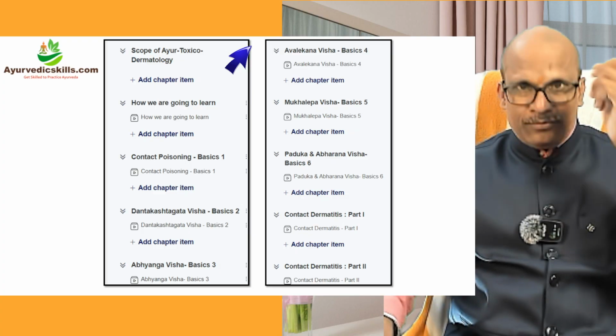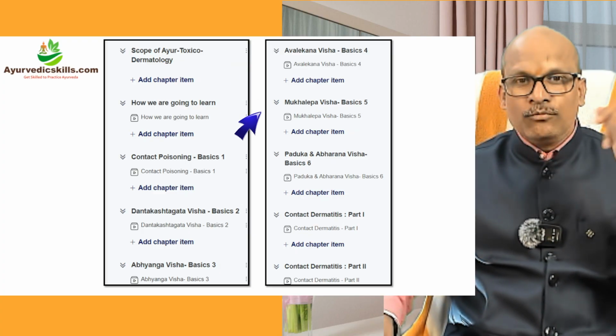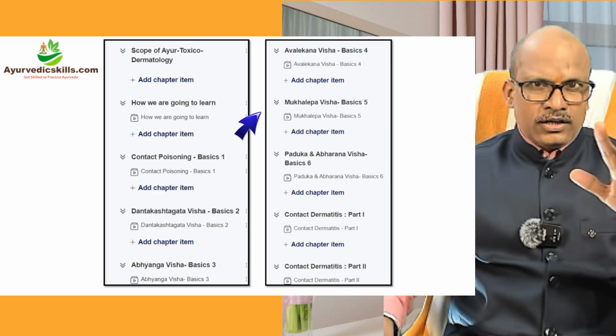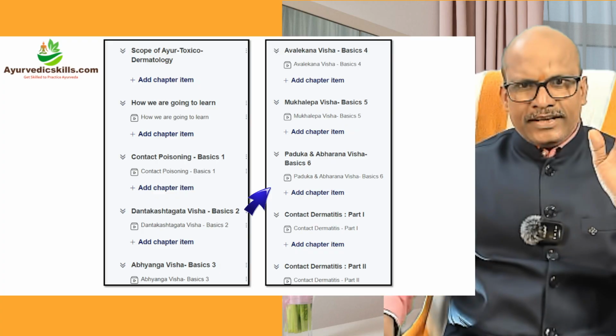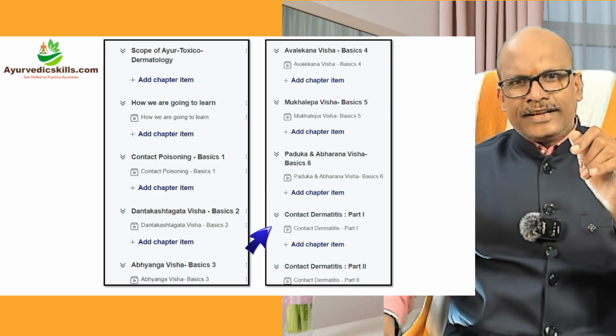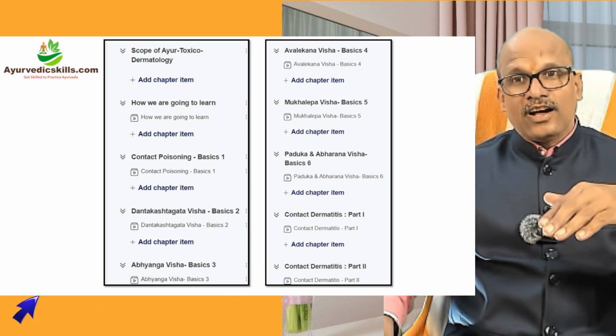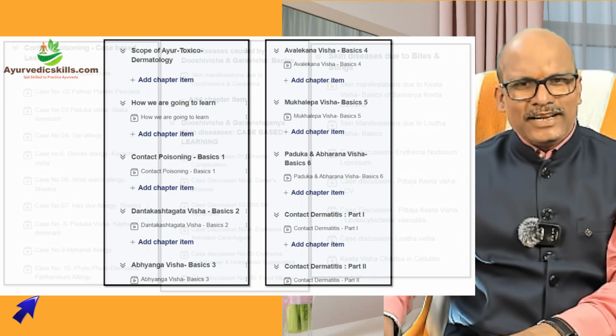Next comes Avalekhana Visha, comb poisoning, meaning any allergic manifestation of the scalp, that will be learned. Mukhalepa, all sorts of cosmetics. Next is Padaka Visha, Abharana Visha, contact dermatitis, those things. Modern contact dermatitis, then the Ayurvedic understanding of contact dermatitis along with dosha assessment will be dealt with in that.